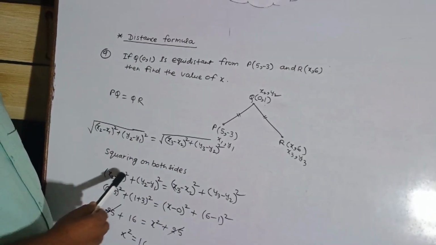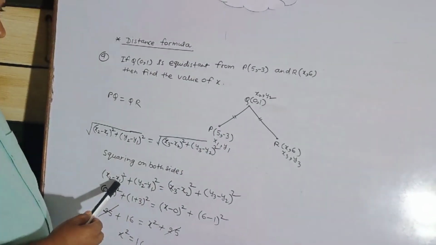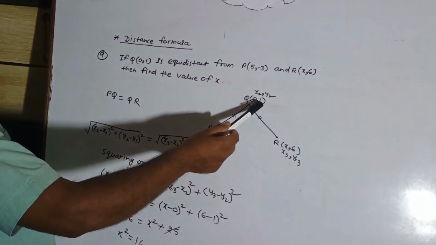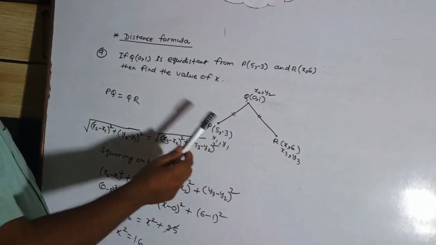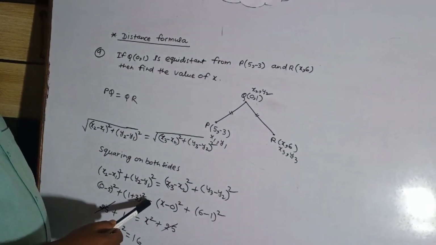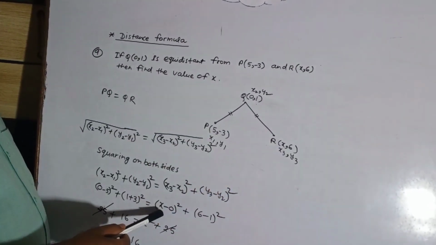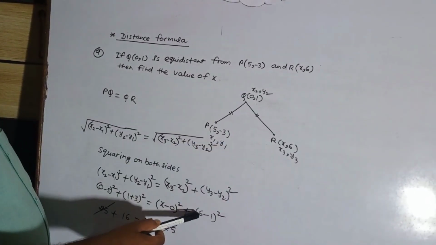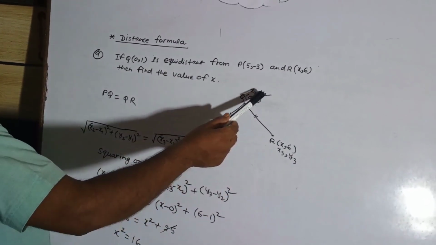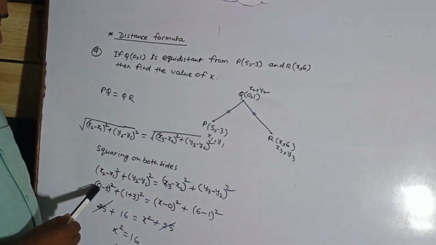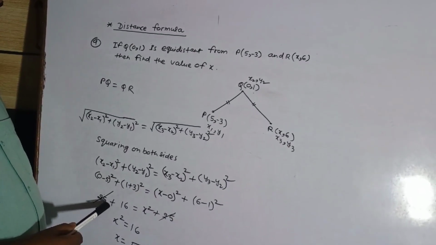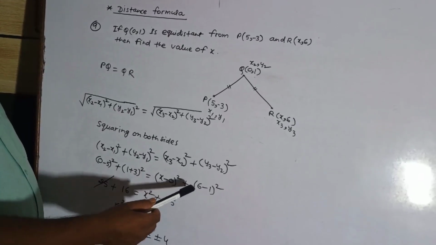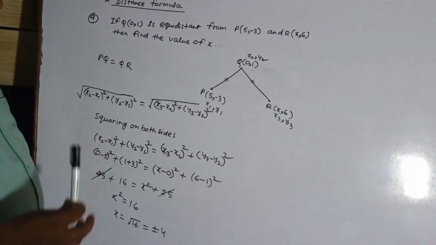The value of x2 is 0, and x1 is 5, whole square, plus y2 is 1, and y1 is minus 3, then minus minus plus 3 whole square is equal to x3, this is x, minus x2, this is 0, whole square plus y3, this is 6, minus y1, this is 1, whole square. Now (0 minus 5) whole square is 25 plus (1 plus 3) is 4, square 16, is equal to x square plus (6 minus 1) is 5, square is 25.